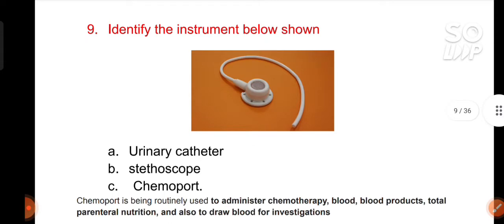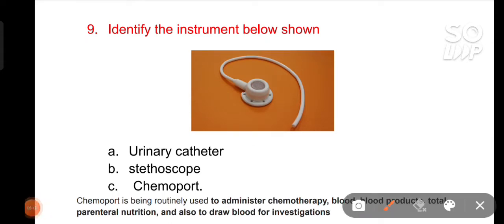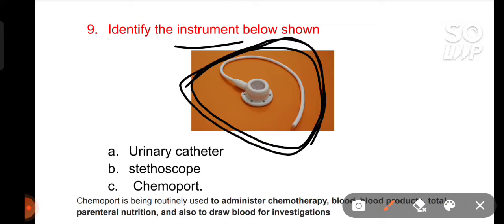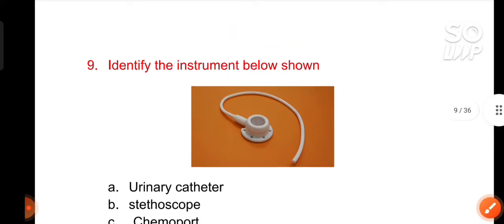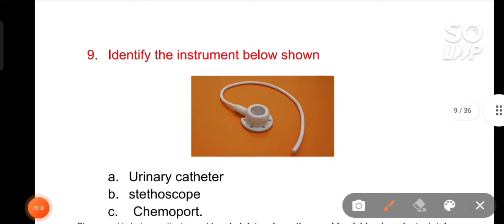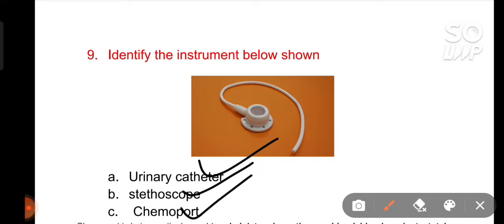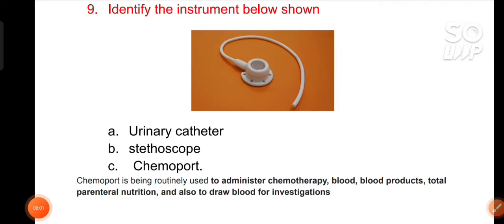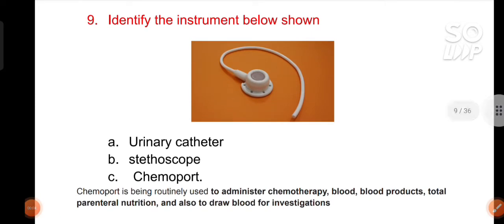The next question is, identify the instrument or the tool shown in this picture. Here you can see a rubber instrument which is used in the hospital. What do we call it? The options are urinary catheter, option B, stethoscope, option C, chemoport. I think most people don't know about this instrument. The right answer is chemoport. Option C is the right answer.